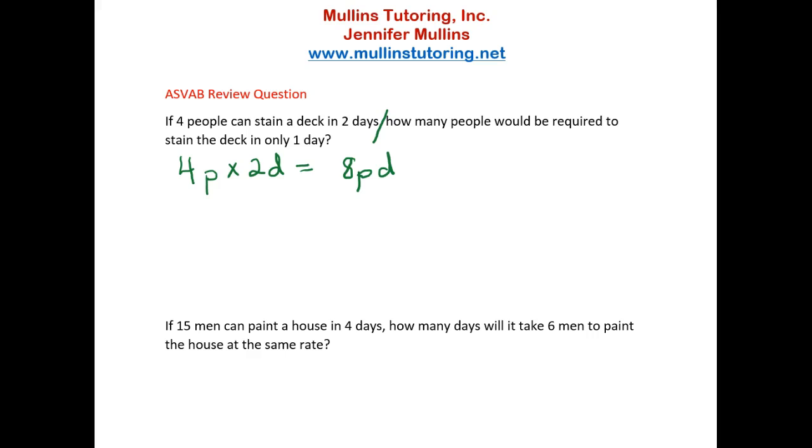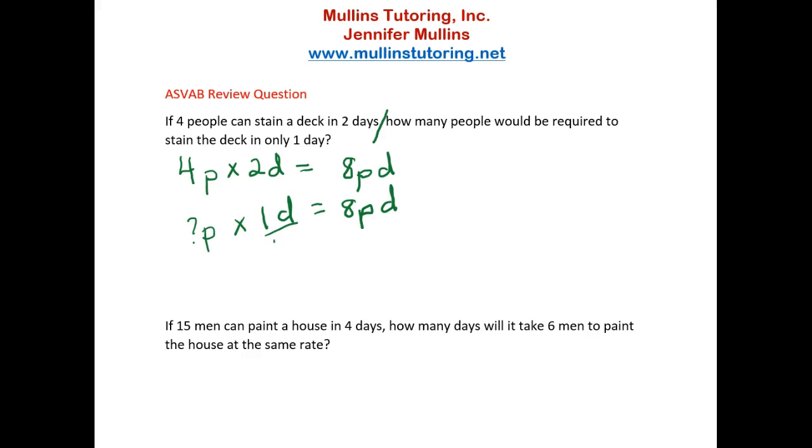Now, the key to these problems is to take the rate I formed from the first part and bring it down. So I would bring down this 8 people days, because the second part of the question asked how many people would be required to stain the deck in only 1 day. So they want me to use the same rate, but now they're changing the number of people. So now I don't know how many people there are going to be, but I know that they must do it in 1 day. So now I want to solve for the number of people.